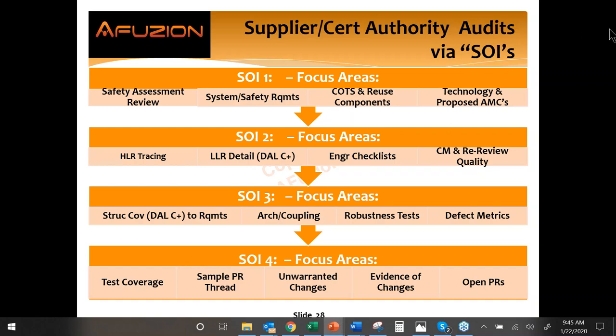Then robustness testing. Remember, robustness testing is not functional testing. Robustness testing is rainy day. Can you break it? Environmental testing, shake it, bake it, try to break it, plus EMF, RF, HIRF, lightning, everything. Well, it's a little different here with robustness testing.